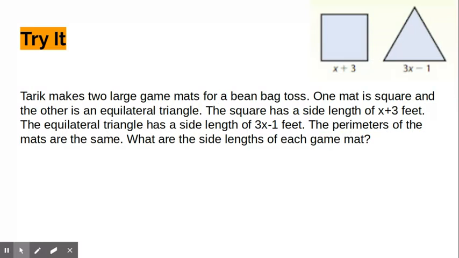So the first problem is this try it problem that says that Tarek makes 2 large game mats for a beanbag toss. One mat is square and the other is an equilateral triangle. The square has a side length of x plus 3. The equilateral triangle has a side length of 3x minus 1. It says the perimeters of the mats are the same. So remember, the perimeter is when you add up all the outside side lengths. So when you figure out what the side lengths of each game mat are, we start by solving for x.